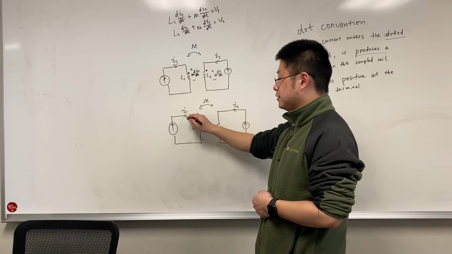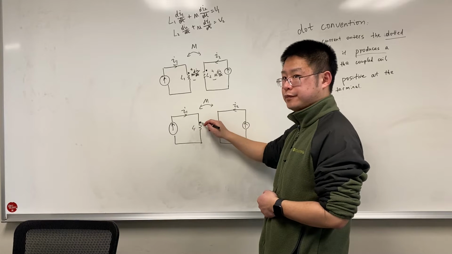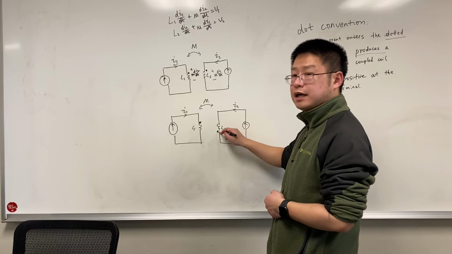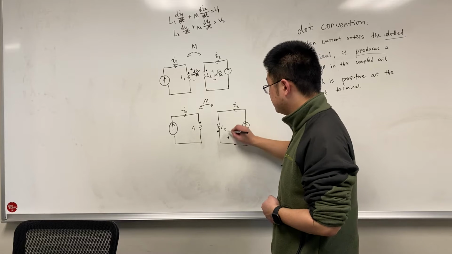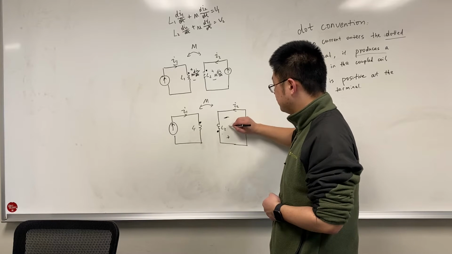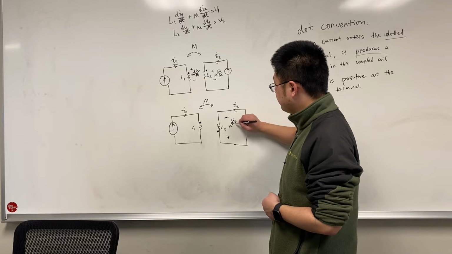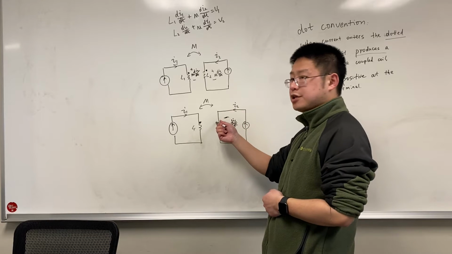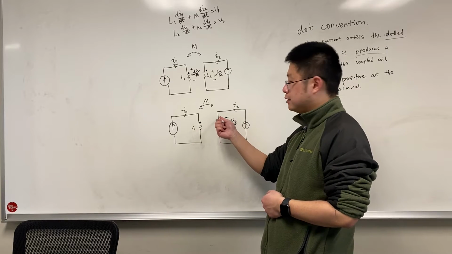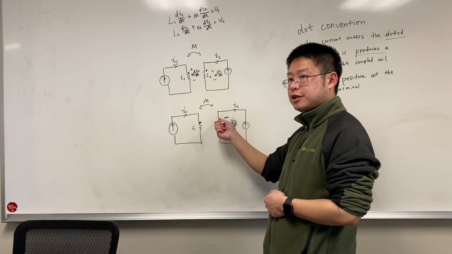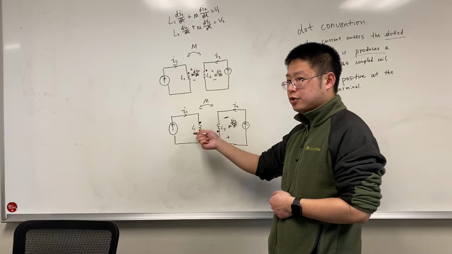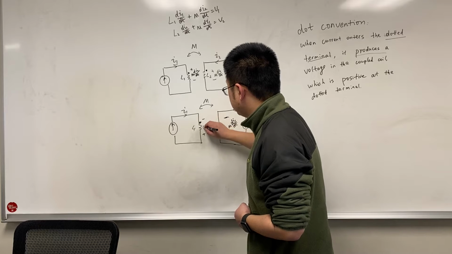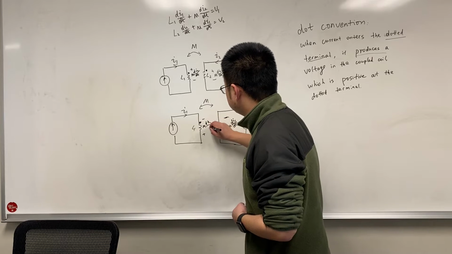So this current I1 is entering the dot, so it will produce a voltage which is positive at the dot. And this I2 is entering the undotted terminal, so it will produce a voltage which is positive at the undotted terminal in the primary winding, so that it will produce a voltage of M times di2/dt.